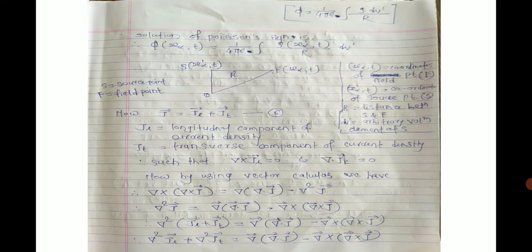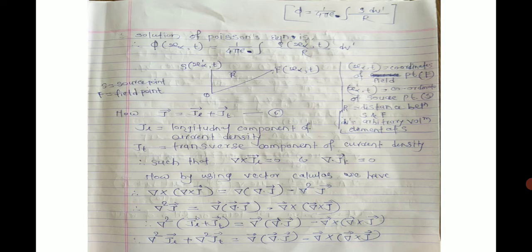Okay, now J is the current density, and for that current density we will see two terms, that is JL and JT. This Coulomb gauge is also known as a transverse gauge. Okay, this is the solution of Poisson equation.